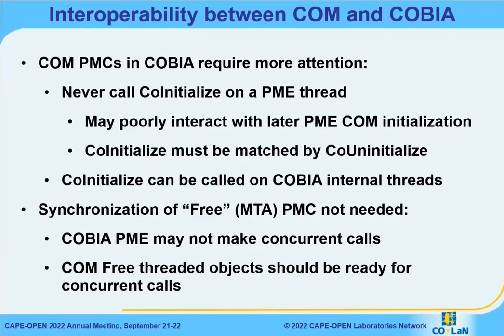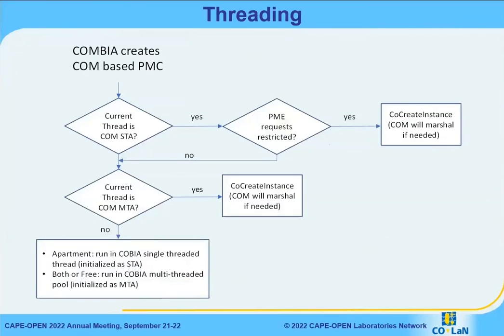The synchronization that was needed in the opposite scenario is not needed here, because the COBIA PME is using the default threading model in this approach, and it will not make concurrent calls on the PMC to begin with. Not to mention, in this case, the PMC would be a free-threaded object, and it should be ready for incoming calls to begin with. So that's not an issue in this particular scenario.